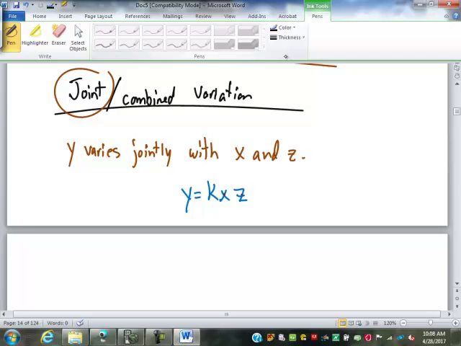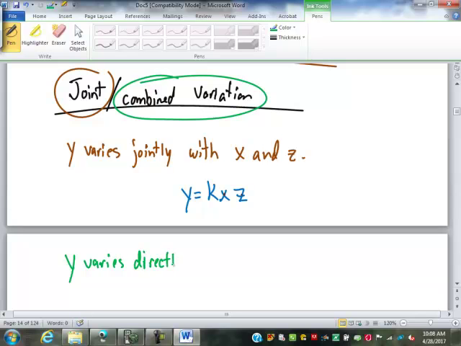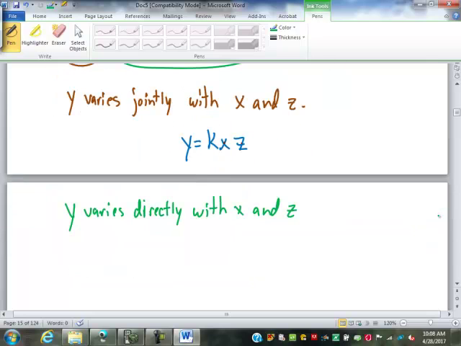I prefer not to use the term joint variation because it's not really clear. If a book is using the term combined variation, that's usually clearer to me. And the way it would word it is Y varies directly with X and Z. And that's that same formula. Y varies directly with X and, of course, with Z. So it's Y equals a constant times X, and that constant is also multiplied by Z.